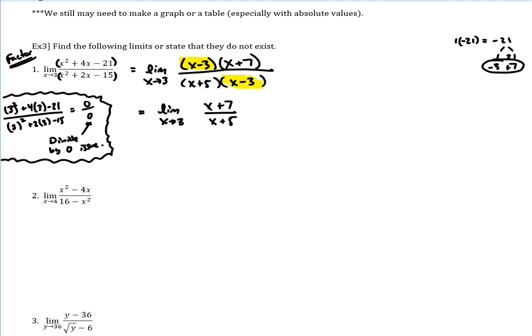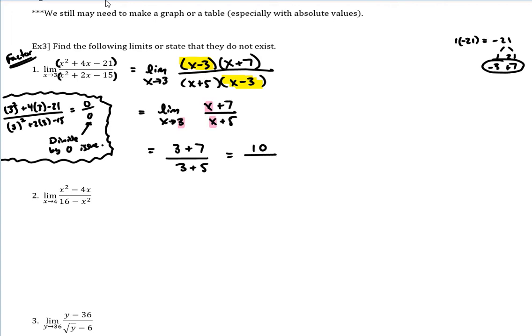And then now that we've canceled something, what we want to do is try to see what happens when we plug 3 in for those x's. So if we plug 3 into the x, I no longer need this limit notation. It's saying I am plugging the 3 in. I'd have 3 plus 7 over 3 plus 5.